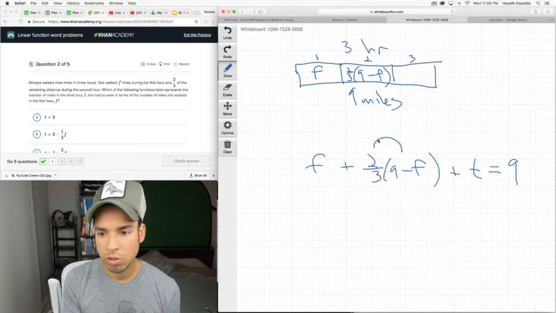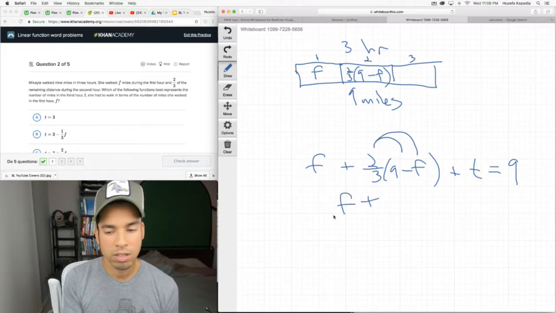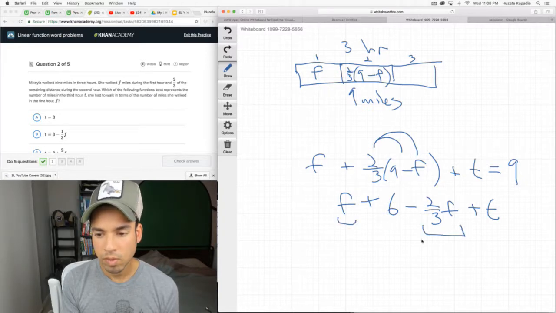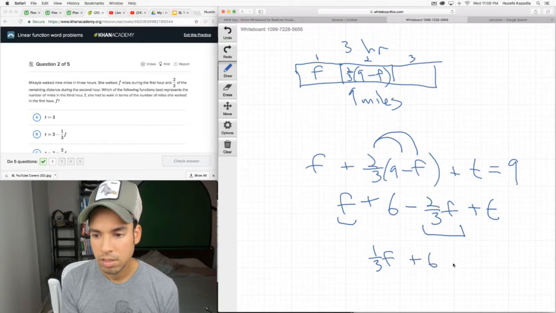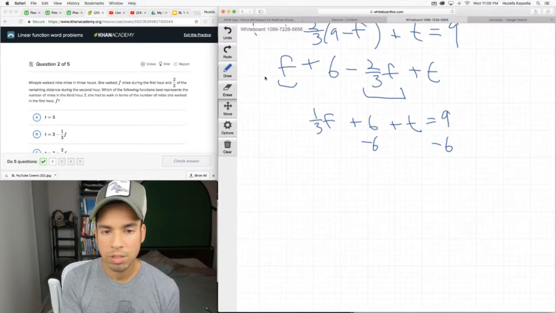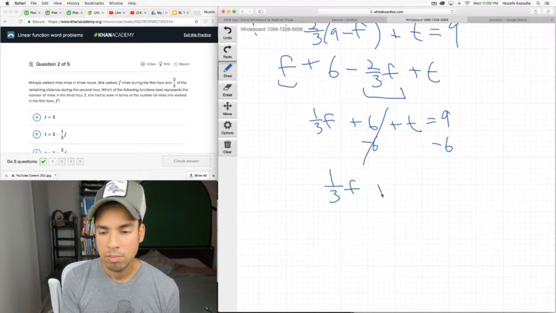Let's distribute the 2/3. So we get F plus, what's 2/3 of 9? That's 6. This is a non-calculated question, so we got to do it like this. Minus 2/3 F plus T. We're going to combine like terms. F minus 2/3 F: 1/3 F plus 6 plus T equals 9. I'm going to subtract 6 from both sides. That goes away. 1/3 F plus T equals 3.